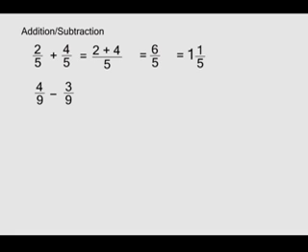4/9 minus 3/9, we retain the denominator 9, and then we have 4 minus 3, and that should give us 1 over 9.